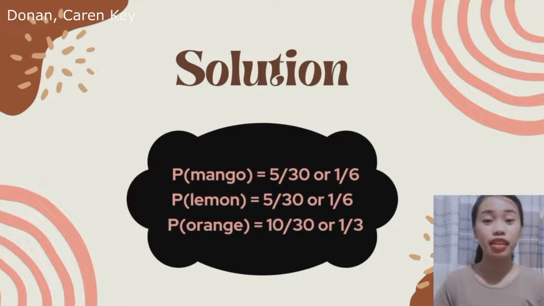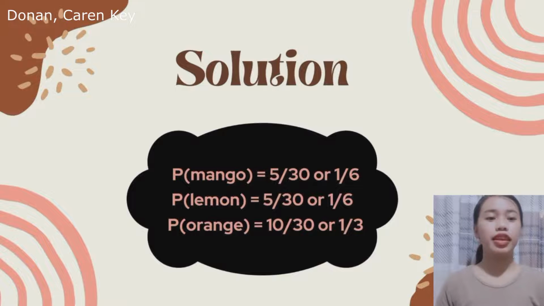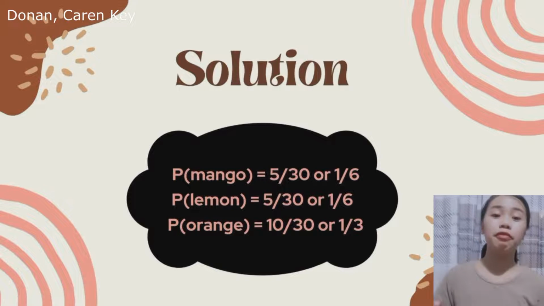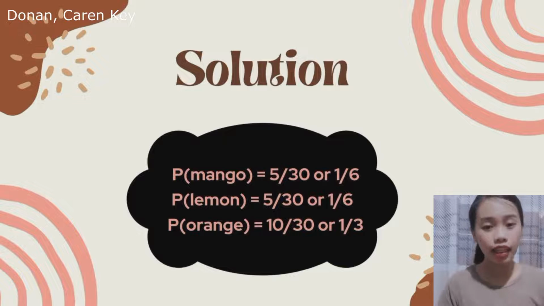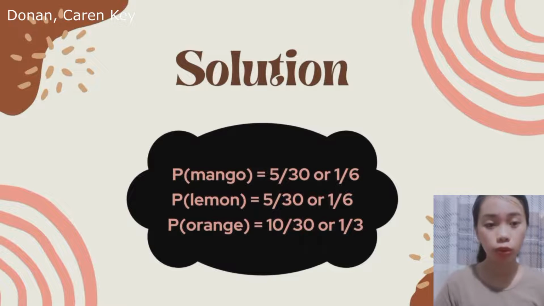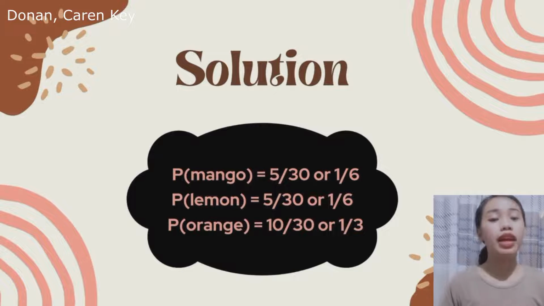So now using the formula, we have the same formula. We will use the same formula, the probability of mango, lemon, and orange will be multiplied by each other. In getting the probability of mango, lemon, and orange separately, we have 30 candies. Out of the 30 candies, we have 5 mango. So that's why 5 over 30. The same is true for the lemon. So we have 30 candies and out of the 30, we have 5 lemon flavored.